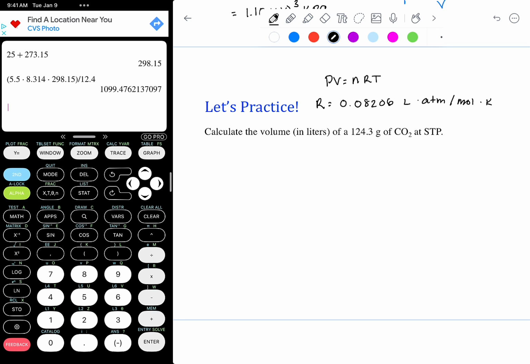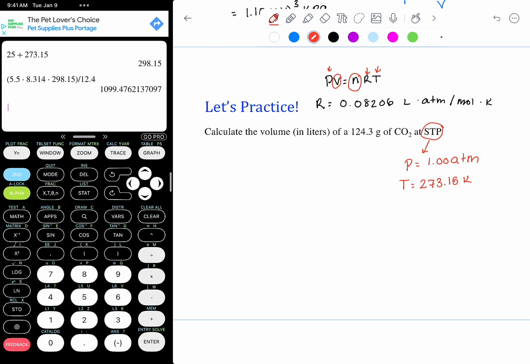To solve this problem, we need to use a few bits of prior knowledge in order to start us out. The first being STP. STP tells us that the pressure is equal to 1.0 atm and that the temperature is equal to 273.15 Kelvin. So we know P and we know T. We're looking for V. We always know R because it's a constant. The other variable we need to find now is n. We're not given a value for moles in the problem directly.